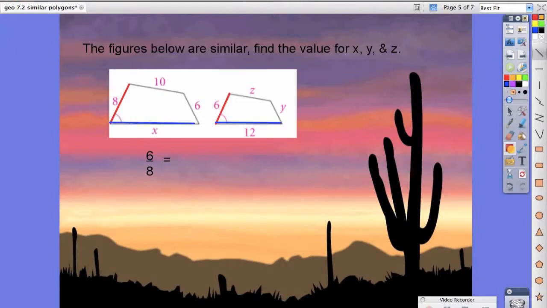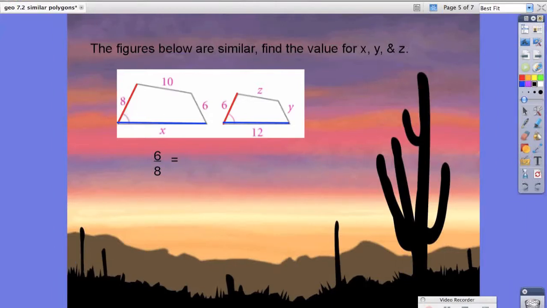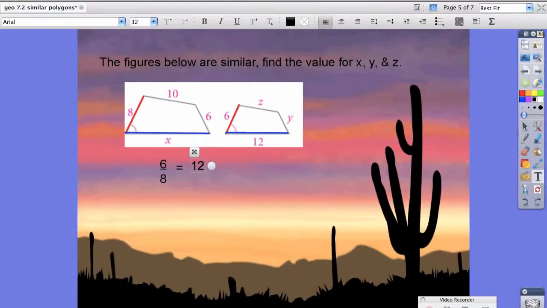Okay. Now notice we use the 6 from the left side in red, so we're going to keep that blue one and keep the smalls on top. So 12 divided by x, and now we're going to take the cross product and find out that 6x is equal to 96. X is equal to 16.